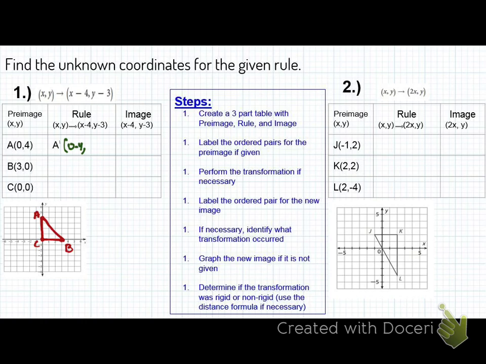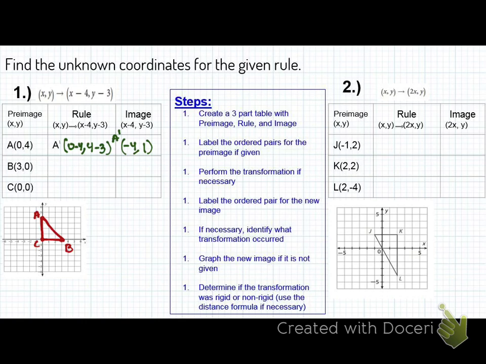Okay, eyes up here. The y value is 4, and it says take your y value, subtract 3. So we're going to go 4 minus 3, which means check this out. We got 0. What's 0 minus 4? Negative 4. What's 4 minus 3? 1. Okay, so this is our A prime.